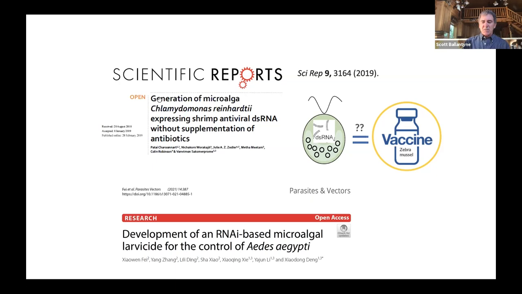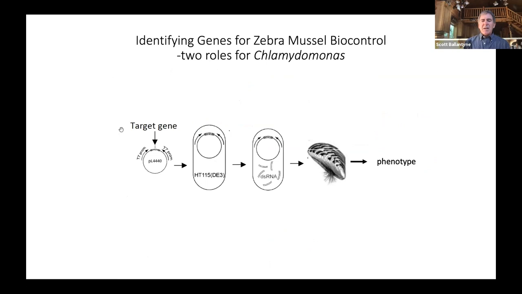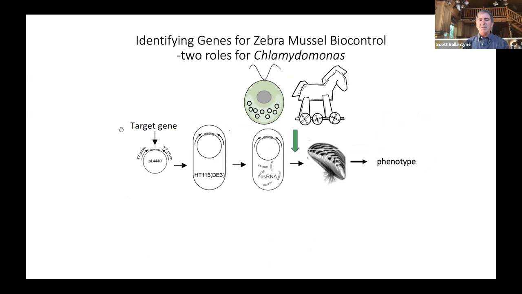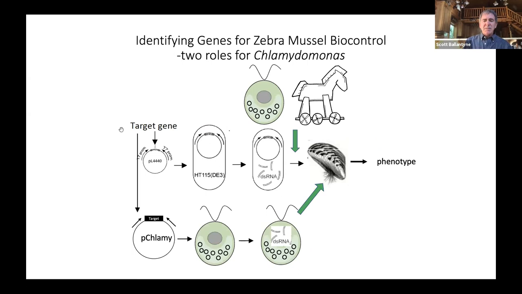So there's two roles really for CLAMI then in our project. The first is to serve as a Trojan horse and help us deliver our modified E. coli. And that's really going to be the main role. But as I mentioned, we're also working on a second approach where the CLAMI is actually producing the double-stranded RNA directly.